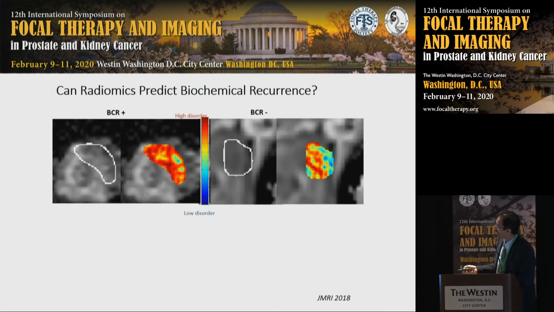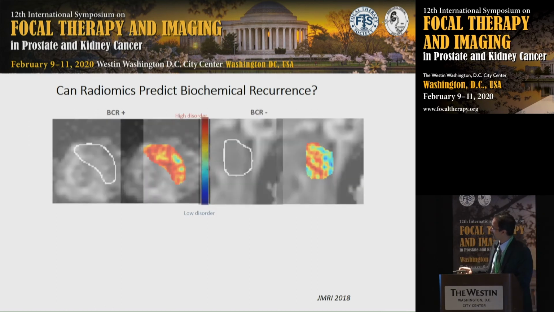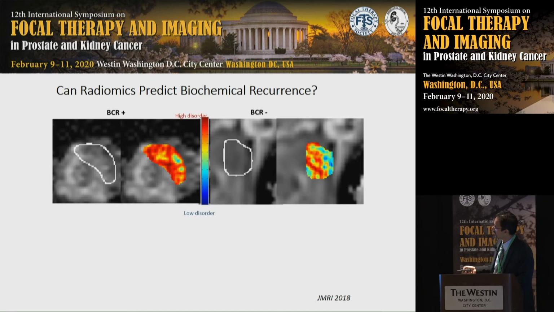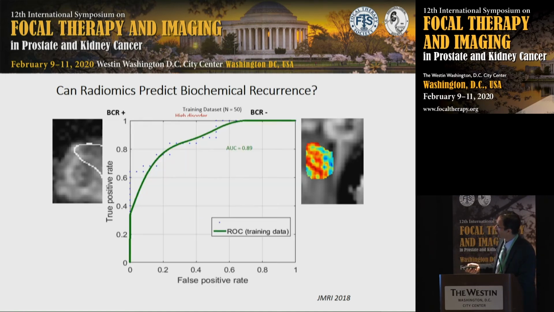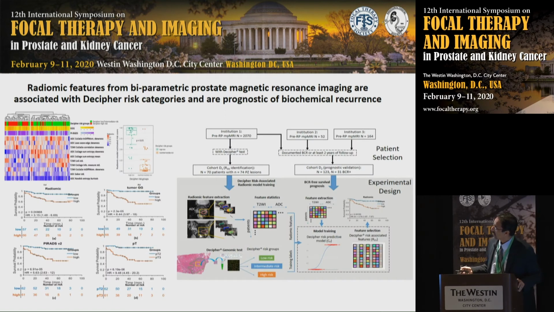One of the other questions we've been asking is, can radiomics predict biochemical recurrence? So in a paper that we published a couple of years ago, we showed that these texture patterns from tumors on MRI were also able to tell us which patients were at risk for biochemical recurrence following surgery. More recently, we've shown that these radiomic features that are associated with the risk of biochemical recurrence on MRI are also strongly correlated with the risk categories defined by the Decipher test, or the Decipher risk score.